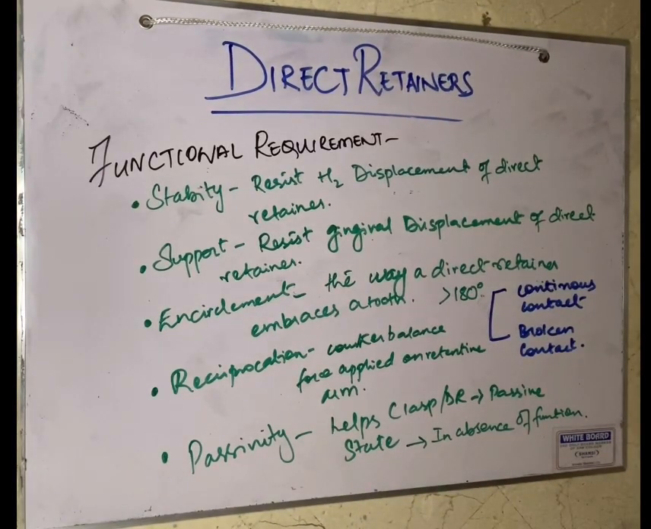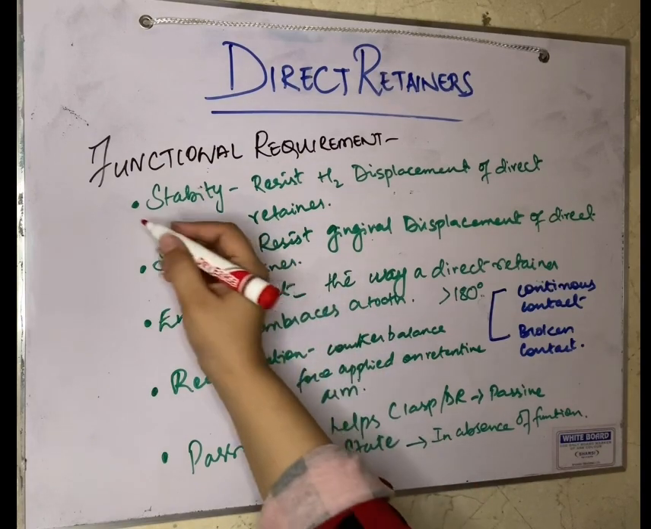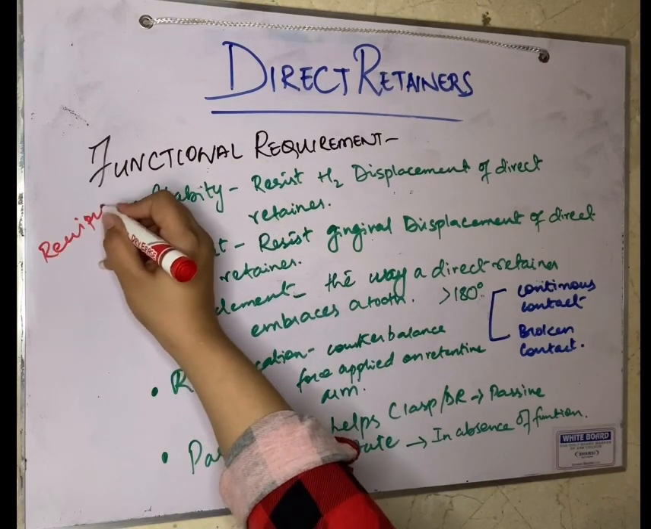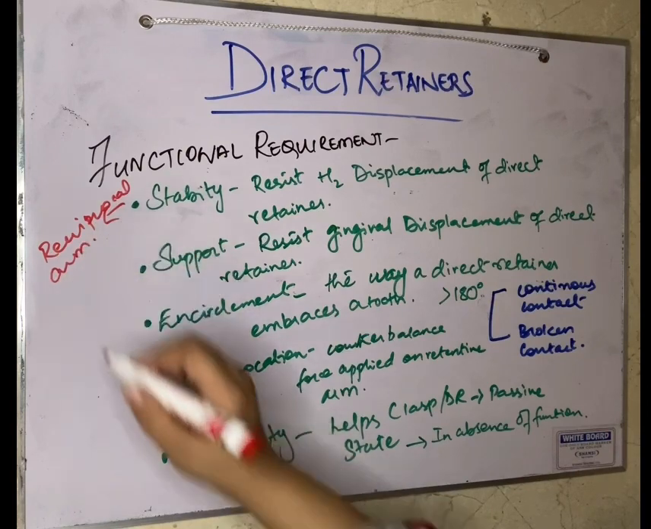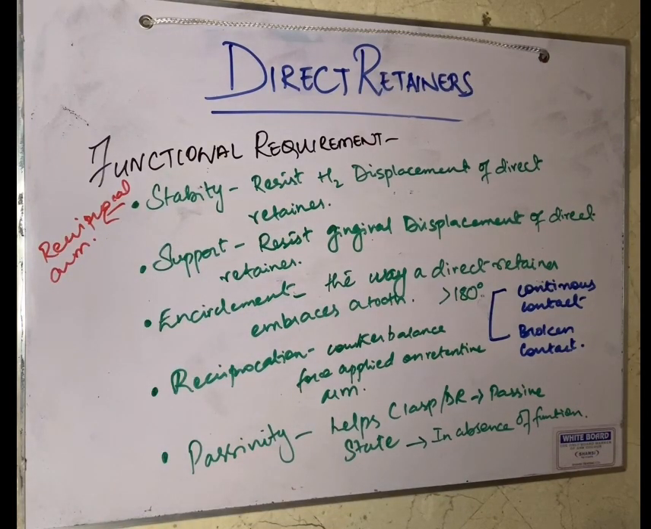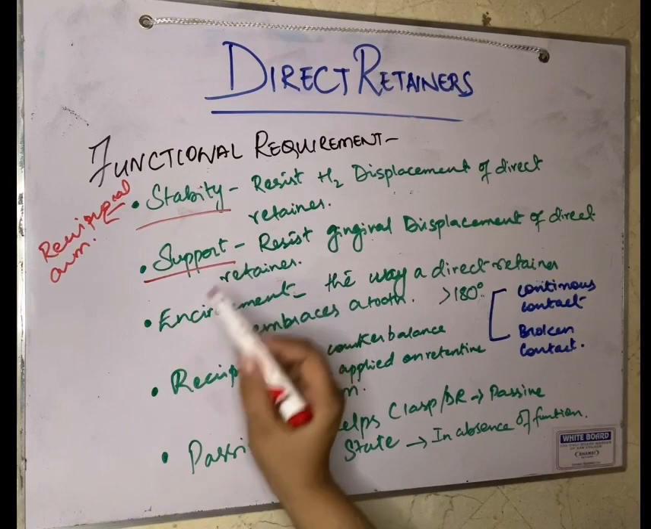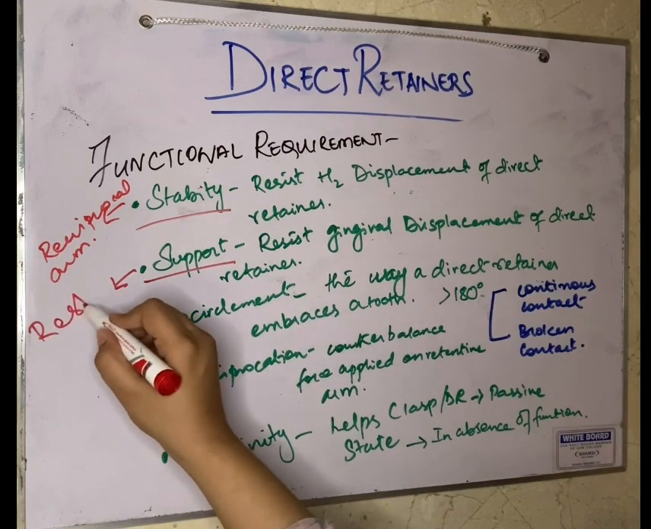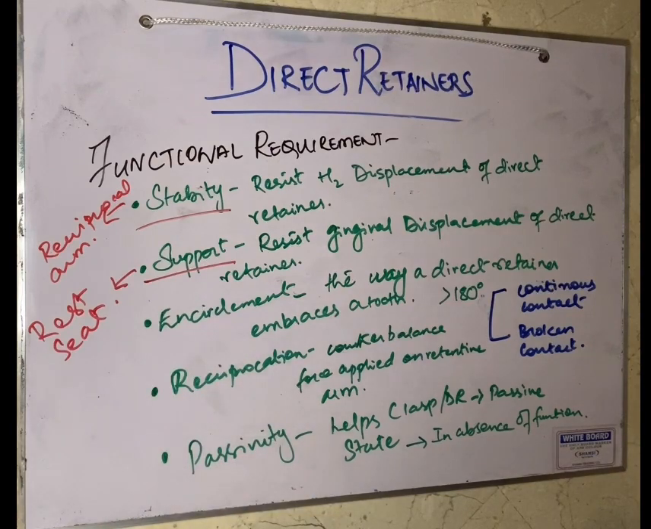Now what are the other functional requirements other than retention? Stability. Stability is often provided by the reciprocal arm, and it has to resist the horizontal displacement forces of the direct retainer. Then we have support. Support is provided by the rest seat. It resists the gingival displacement of the direct retainer. How? Because we put the rest onto the occlusal surface of the teeth, so the function is to prevent the vertical or gingival displacement of the direct retainer.